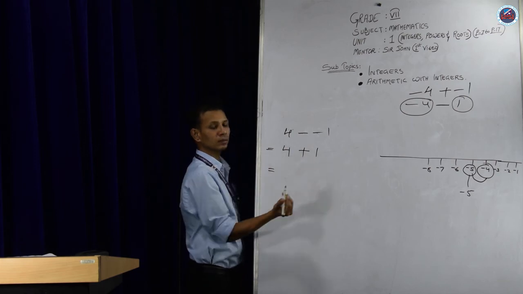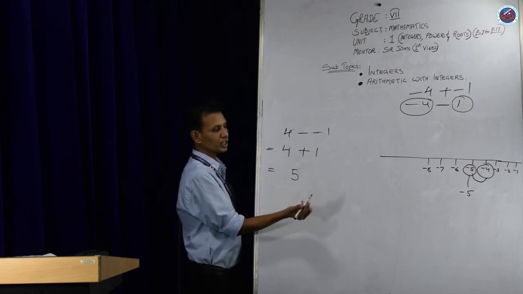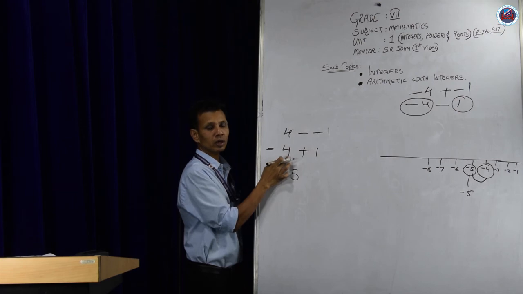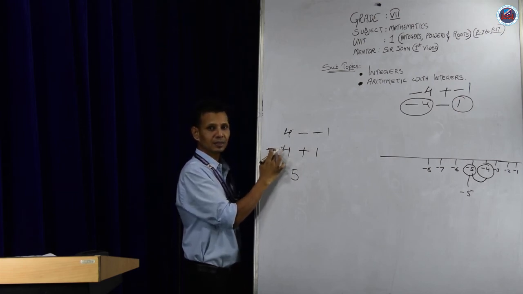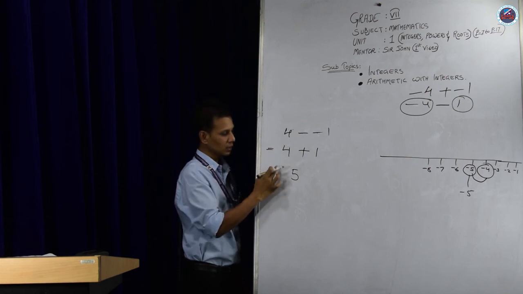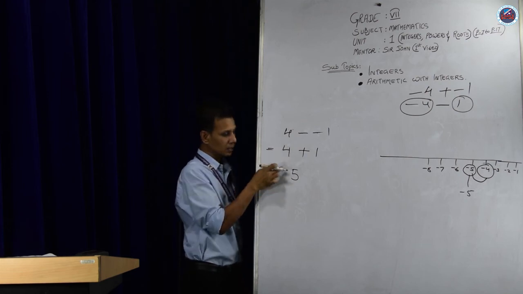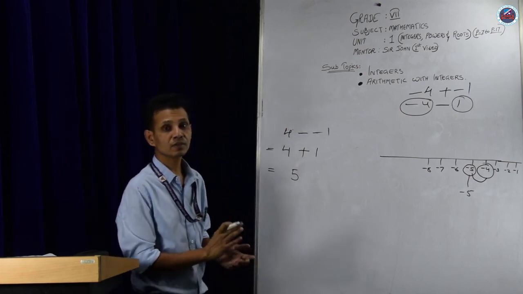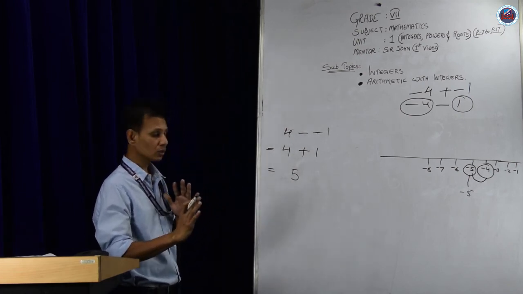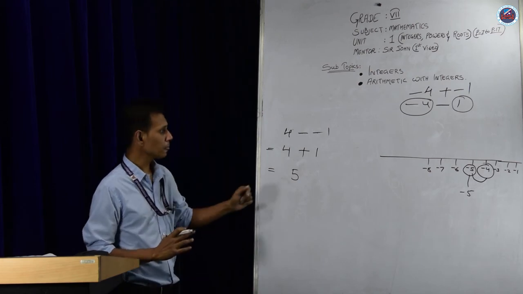4 plus 1 is 5. Which is greater? Of course, 4. What sign does 4 have? Plus. But we never write it. Can you see here? Plus is there. I told you it is not necessary to solve plus. If the first number's sign is plus, we usually don't write it.